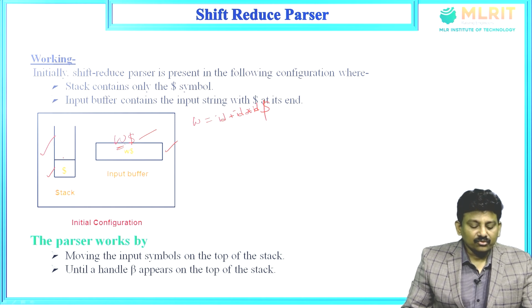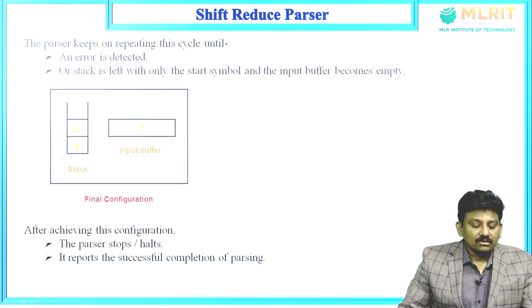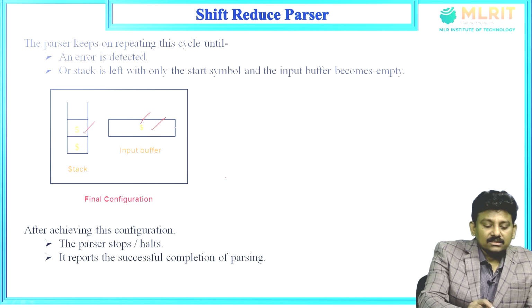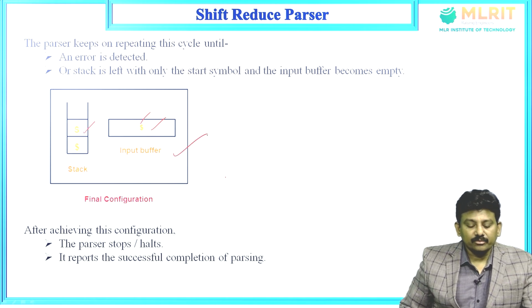The parser works by moving the input symbol onto the stack until a handle is found. Whenever a handle is found on the stack, we replace that handle by the corresponding left hand side non-terminal. The parser keeps on repeating this cycle until an error is detected or the stack is left with only the start symbol and the input buffer becomes empty. When the input buffer contains only dollar and the top of the stack is the start symbol, if this configuration appears, the action is accept, otherwise error. After achieving this configuration, the parser stops or halts. It reports the successful completion of the parsing.